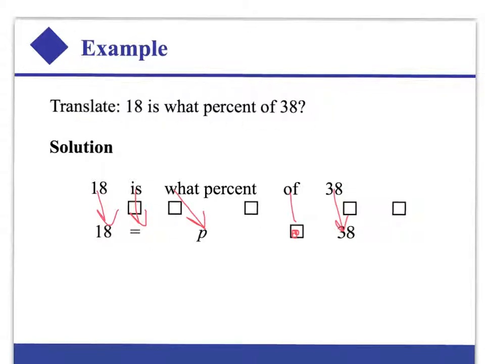Again, we're still translating. 18 is what percent of 38? So 18 is, by equal sign, what percent of multiplication? 38. Again, 18 equals P, that's our variable, times 38.